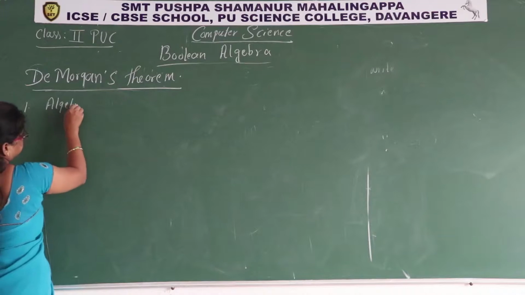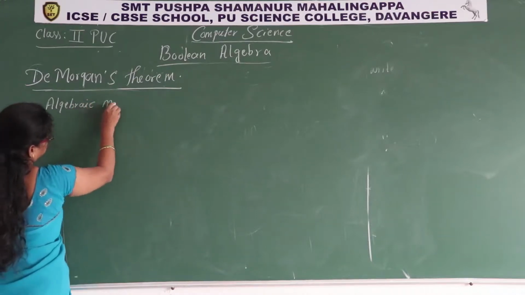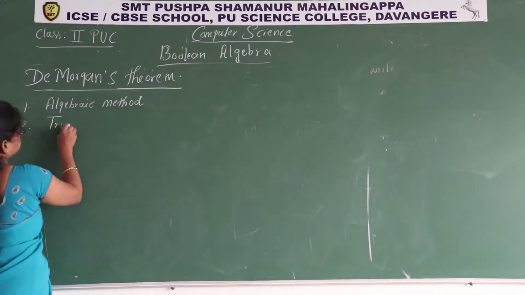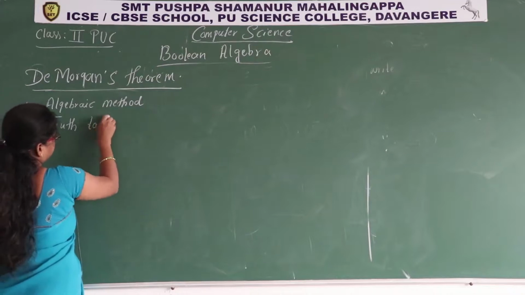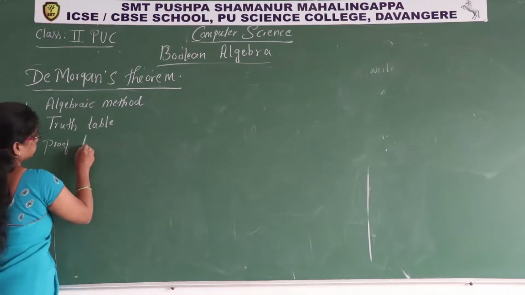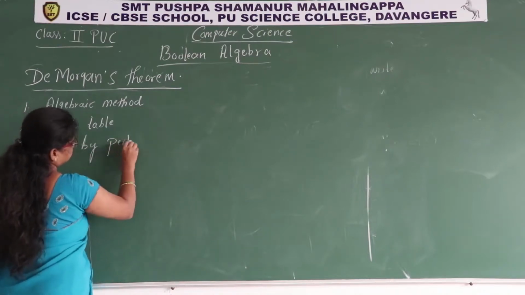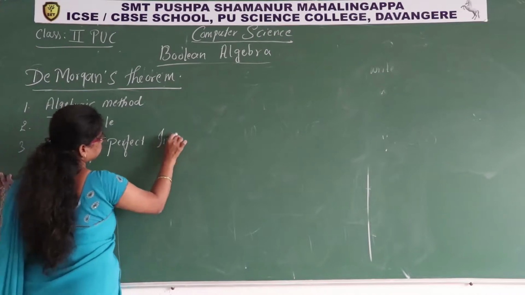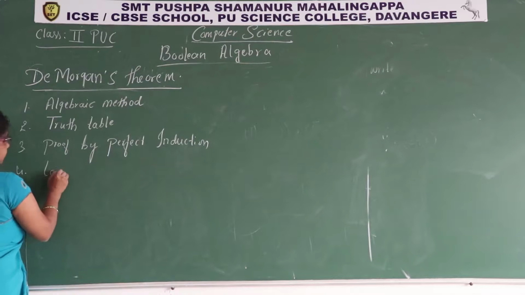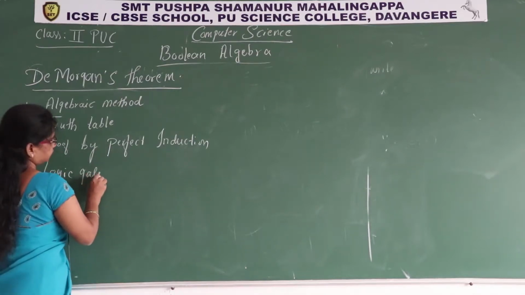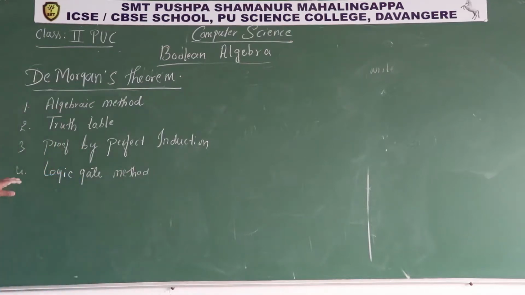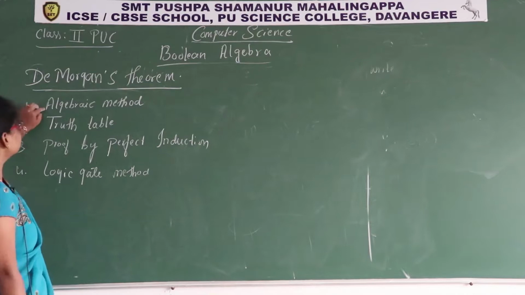Algebraic method. Truth table method. Proof by perfect induction. And logic gate method. Among these 4 methods, let us discuss the algebraic method.